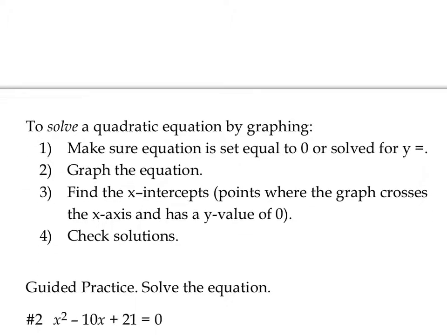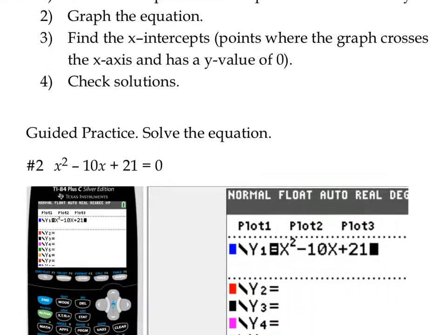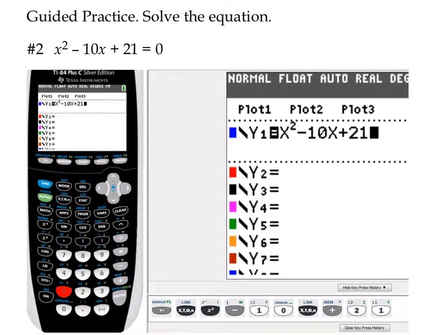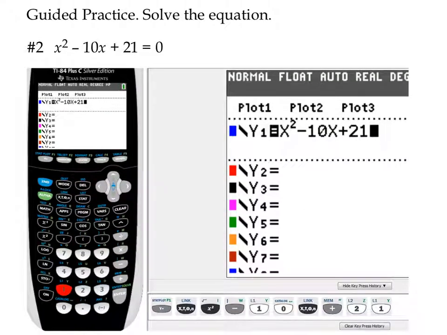And again we can check those solutions. So I'm going to show you what that would look like, and I'm going to show you what the calculator screens should look like so you can practice this on your calculator and make sure that you're getting the process down properly. So this equation here, x squared minus 10x plus 21, we're trying to solve it. This is the same equation we had before, so let's solve this same one by graphing.